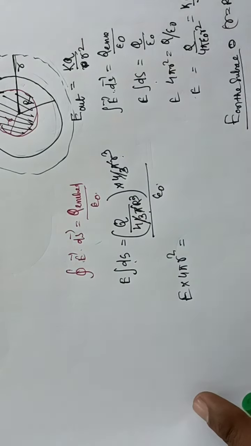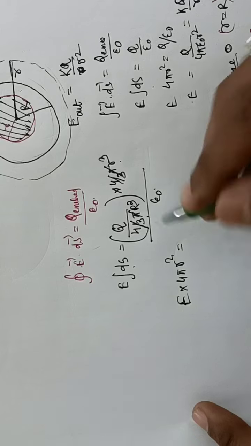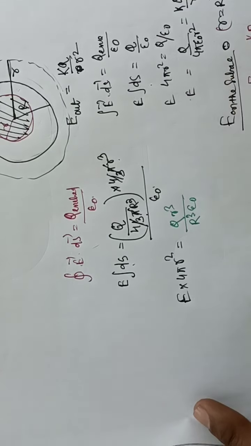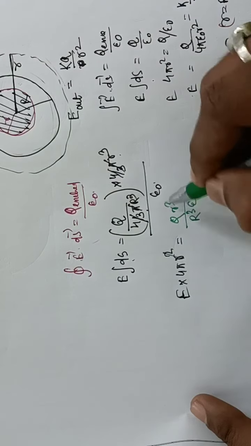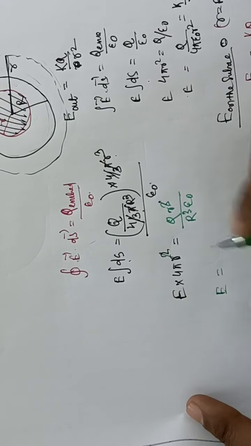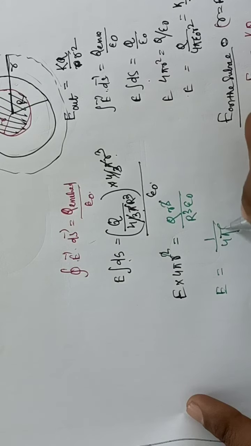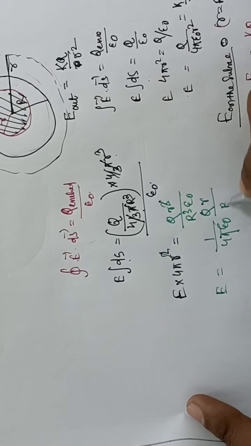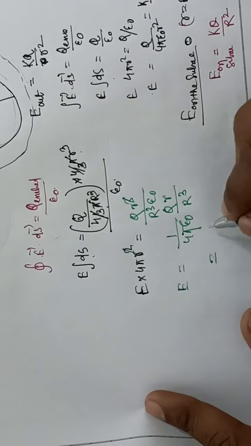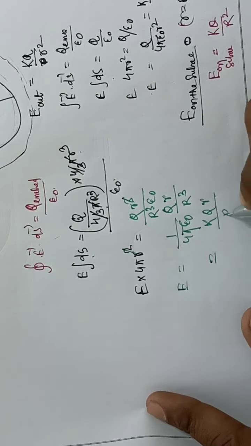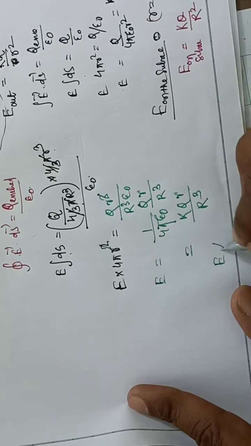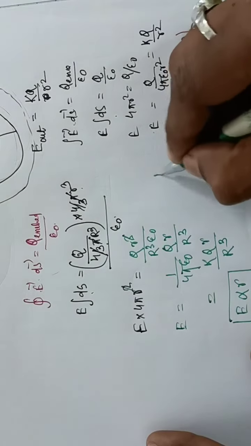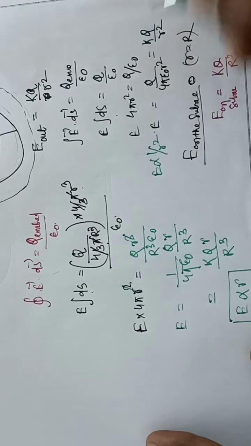These are the things that have been cancelled out. If I proceed, I will get q r upon R cubed epsilon naught, and r squared will cancel out. I will get the expression E equals 1 by 4 pi epsilon naught, q r upon capital R cubed. This can be written as k q r upon R cubed. So E is directly proportional to r. This is one piece of information we observed here, and outside we already have E inversely proportional to r squared.